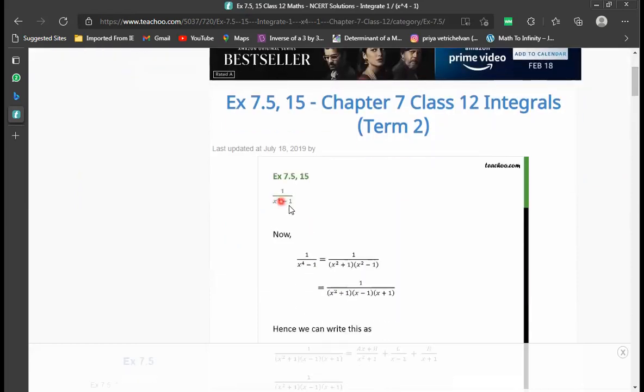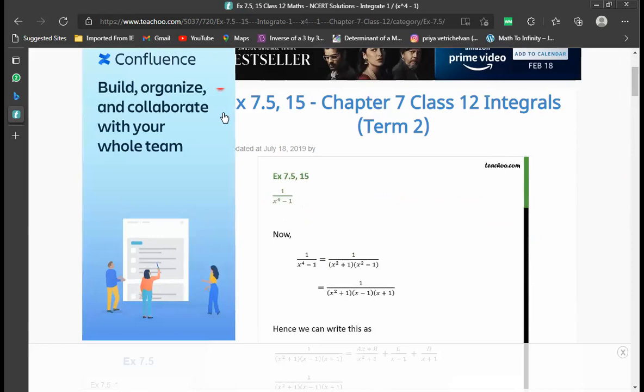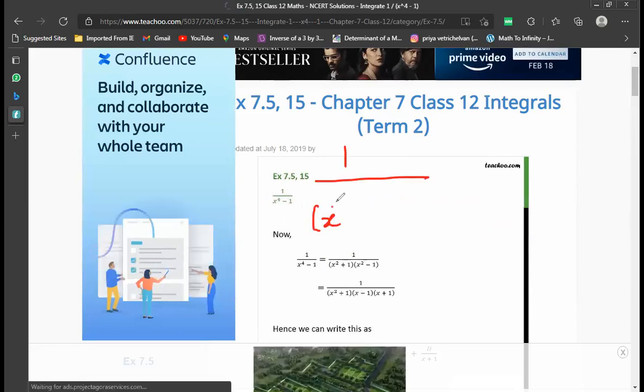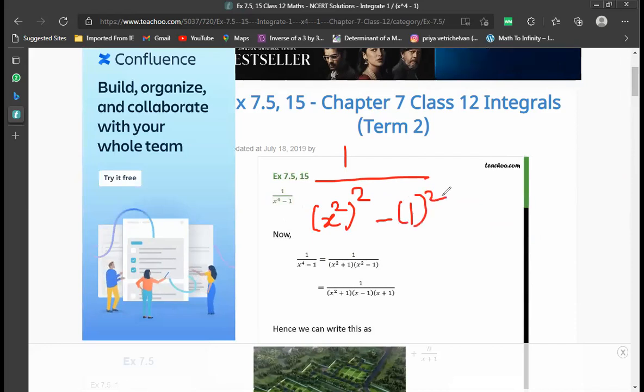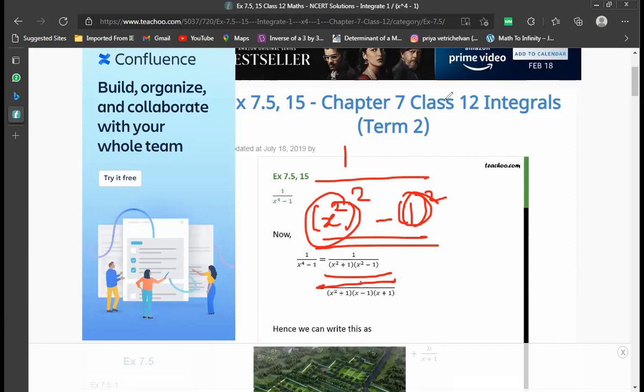Same, x power 4 minus 1 can be written as x square the whole square minus 1 square. Again, you can express this using the a plus b into a minus b formula, where a is x square and b is 1 in this. Understood?